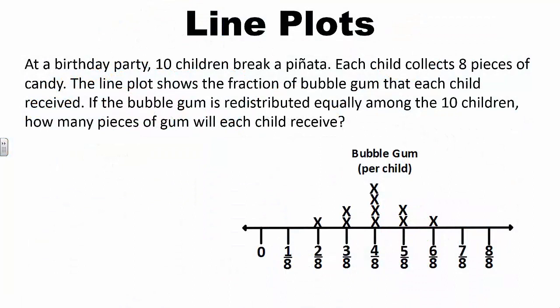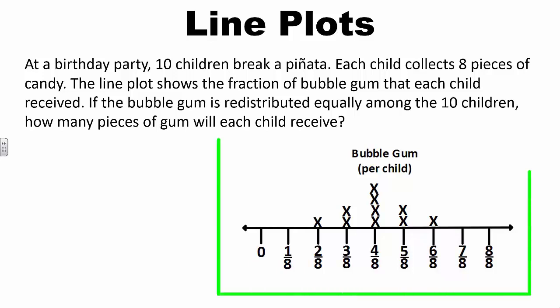At a birthday party, 10 children break a piñata. Each child collects 8 pieces of candy. The line plot shows the fraction of bubble gum that each child received. If the bubble gum is redistributed equally among the 10 children, how many pieces of gum will each child receive?